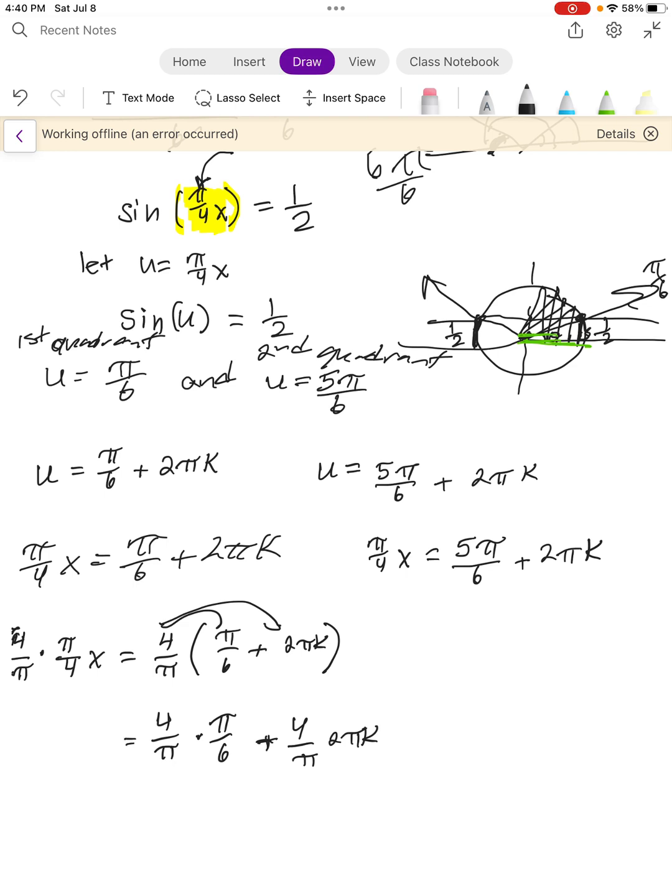And this other side of the equation is going to cancel. These will cancel, and you'll get x. So x will equal, these pi's are going to cancel. You can reduce this, divide by 2 on both sides, and you get 2 over 3. So this will be 2/3. Plus, the pi's are going to cancel here, and this is in the numerator, by the way, the 2 pi k. Then we multiply the 2 times the 4, which is 8k.